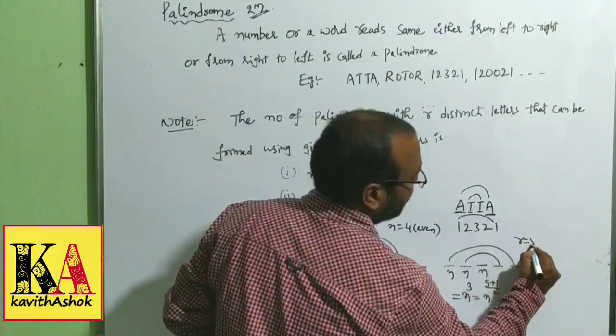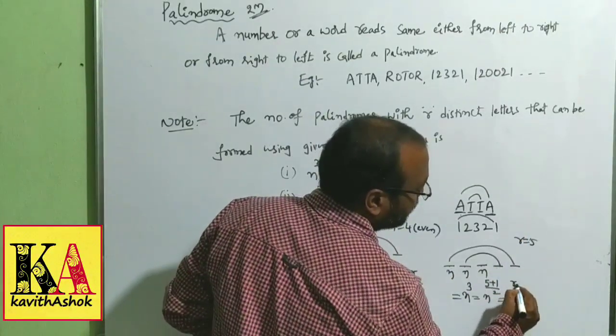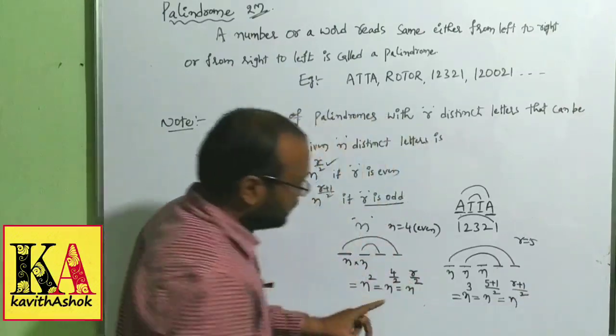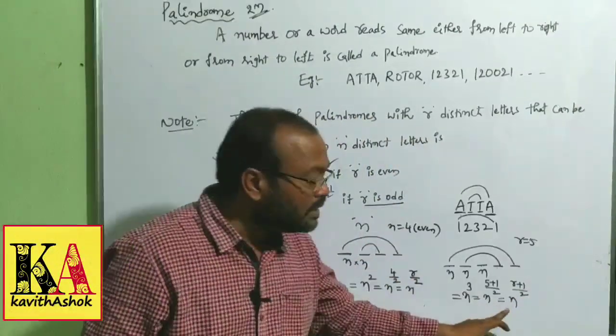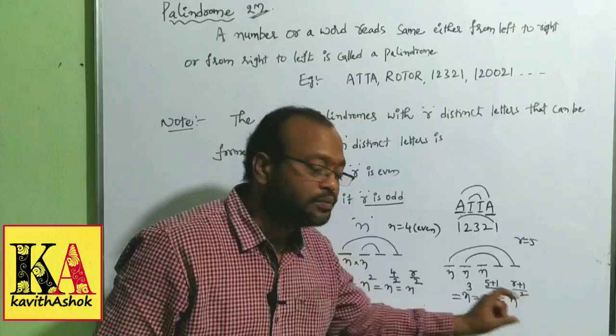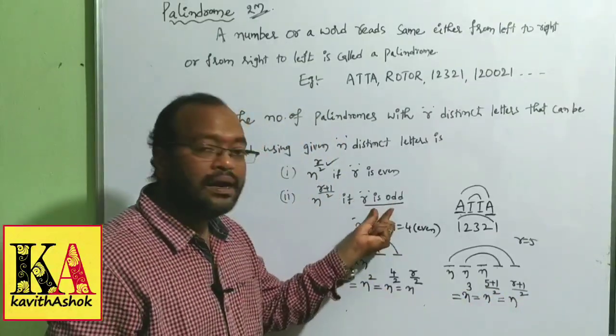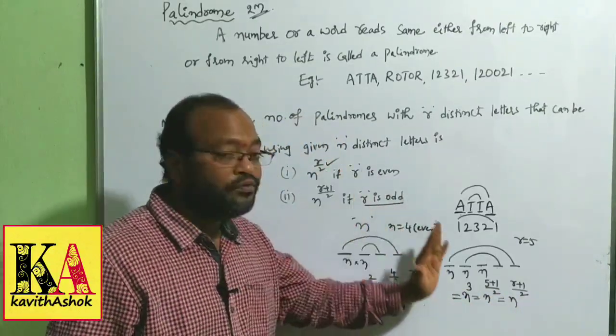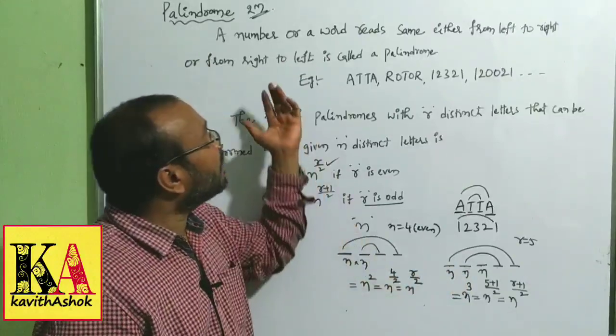So r value is equal to 5. In the place of 5, we will replace r plus 1 by 2. This is n to the power of r by 2, and this is n to the power of r plus 1 by 2, if n is even and n is odd. Is it clear now? Like this we have to fill up to find out the palindrome concept.